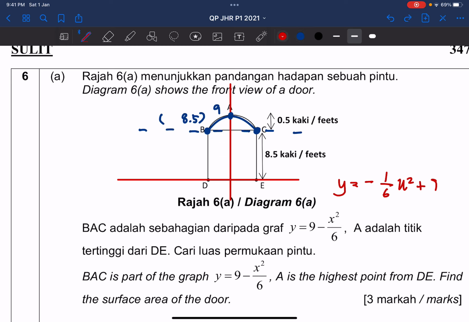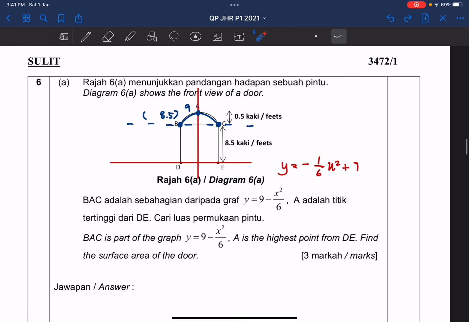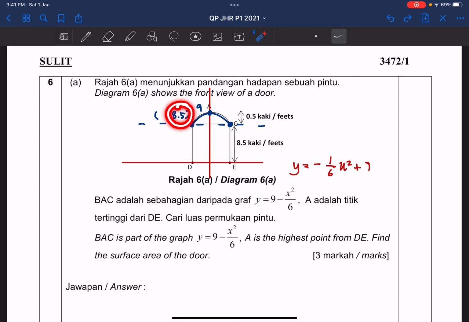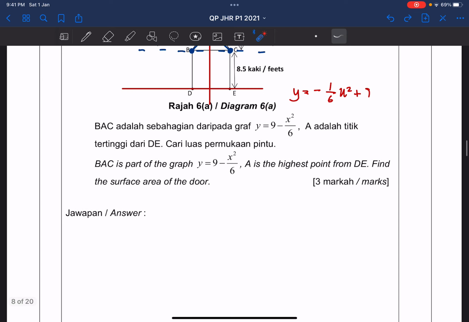The x-coordinates for b and c. So we need to integrate. The upper limit will be the x-coordinate of c. The lower limit will be the x-coordinate of b. So how do we find the x-coordinate? We sub 8.5 into the original equation and we find x squared. So try it out.